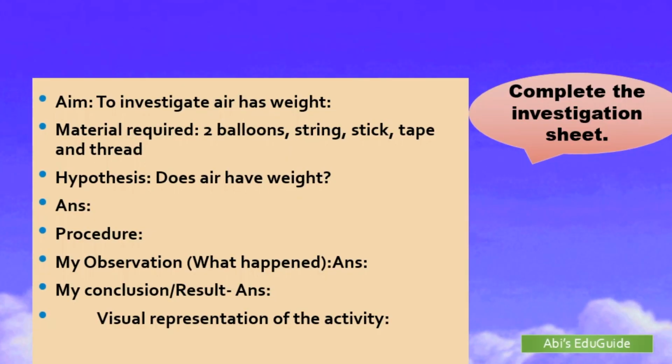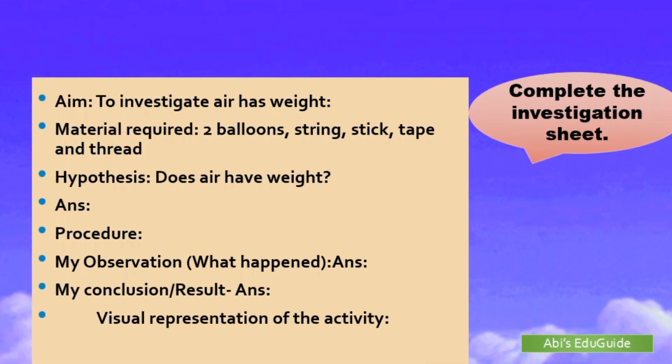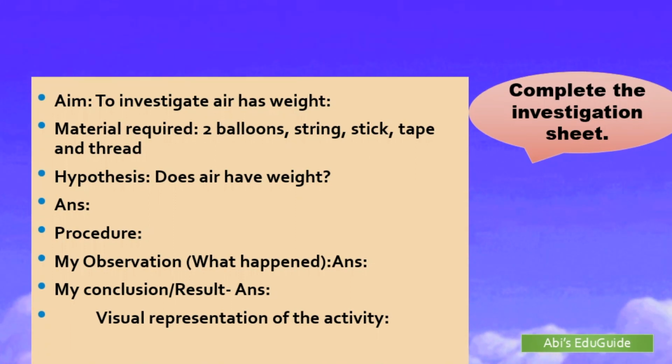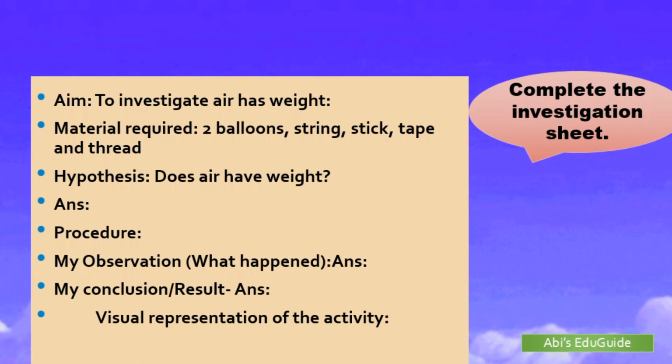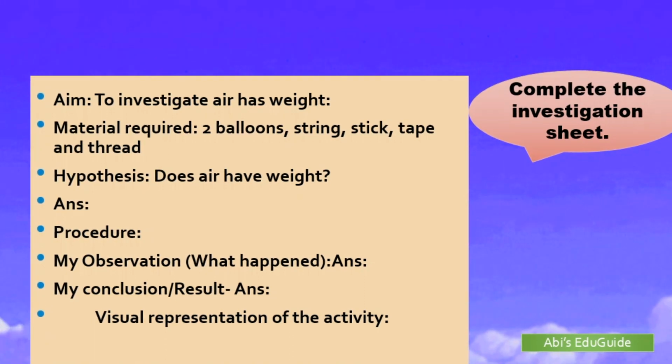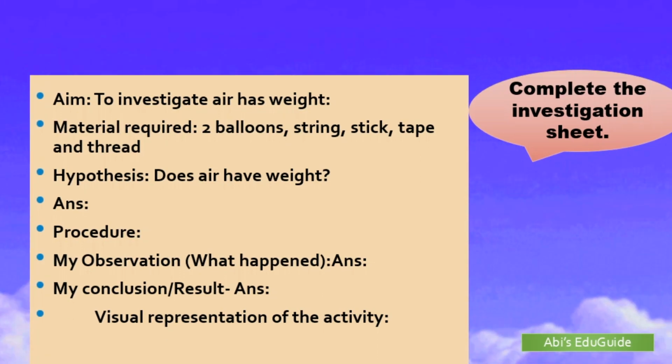Now it's time for completion of the investigation sheet. A. To investigate air has weight. Materials required: two balloons, string, stick, tape and thread. Hypothesis: does air have weight? You can write your guess. Do you think air has weight? You can write yes. If no, you can write no. Then procedure.